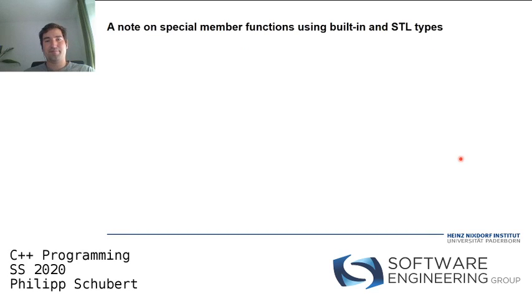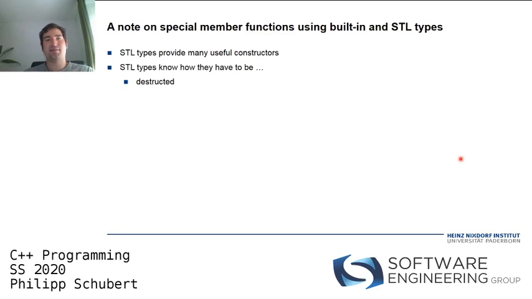So at last we are almost finished. Just a few notes which may be very useful to you. So first of all, a note on special member functions using built-in and STL types. STL types provide many useful constructors, and STL types also know how they have to be destructed, copied, moved, and copy assigned and move assigned, because they all define those special member functions.